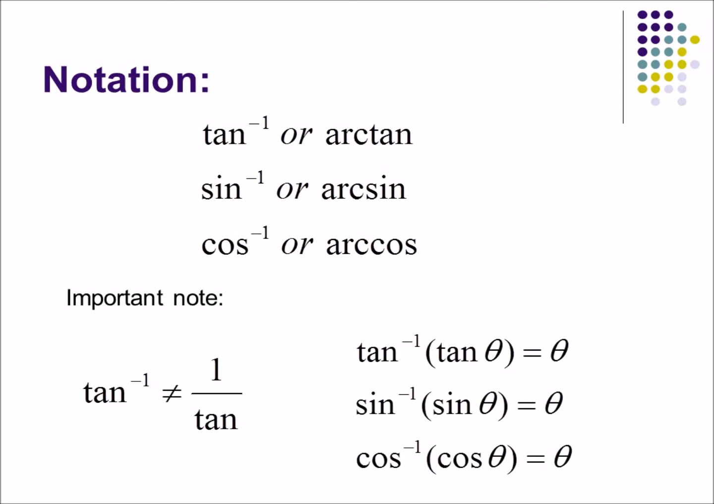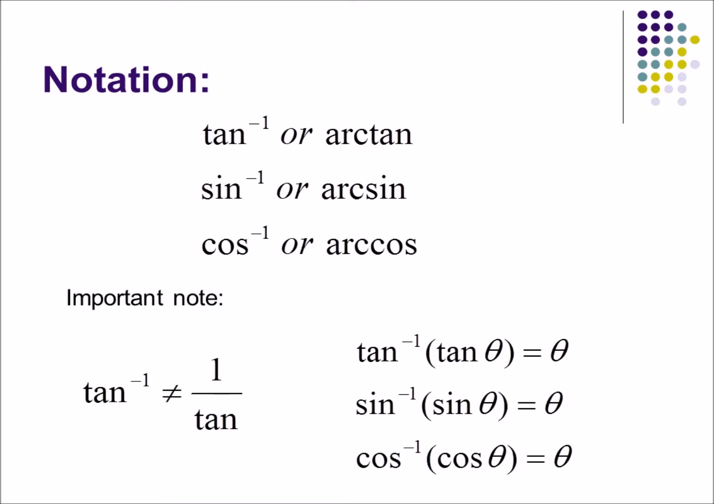So taking the inverse tangent of the tangent of an angle undoes the tangent and gives you the angle. It gives you what you started with. Likewise, taking the inverse of the sine undoes the sine function, gives you what you started with. Inverse cosine undoes the cosine function.